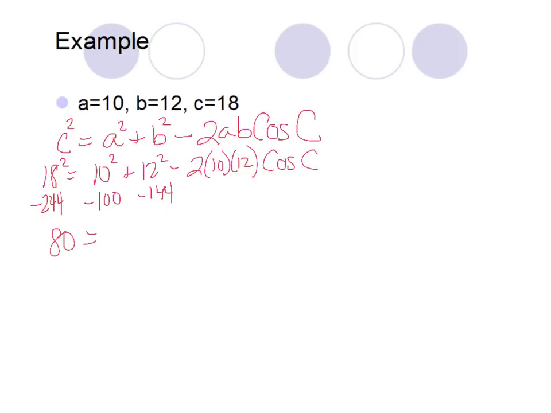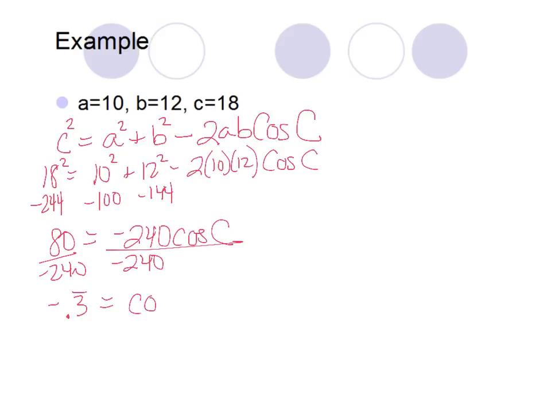Equals, and then all this other stuff is still sitting here. All of this. And it's negative. I'm probably going to go ahead and say it's a negative 2 times 10 times 12. That'd be negative 240 cosine C. Divide both sides by negative 240. And it's a negative 1/3, but I need the value in my calculator so that I can do second cosine, second answer.